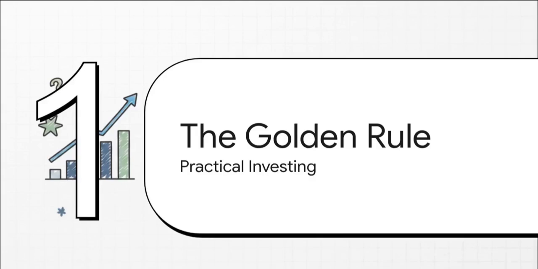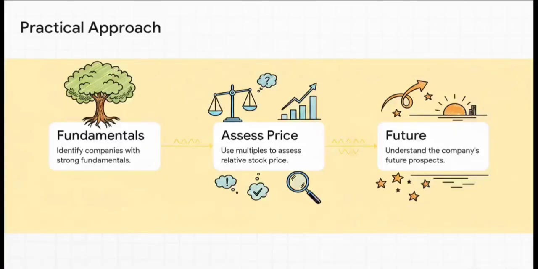And that leads us to our final part, Section 6, the golden rule of investing. So pulling all of this together into a practical, professional approach. Step 1 is absolutely not find a low multiple. Step 1 is identifying companies with fundamentally strong, durable business models. You have to start there. Only then, in step 2, do multiples come in to help you assess if the current price is fair relative to its benchmarks. And finally, step 3 reminds us that multiples are really just an initial gauge. You absolutely must combine them with a deep, thorough understanding of what the company's future actually looks like.